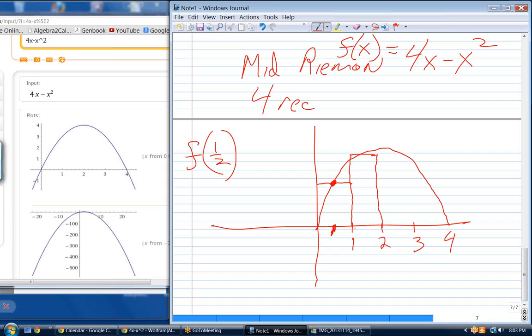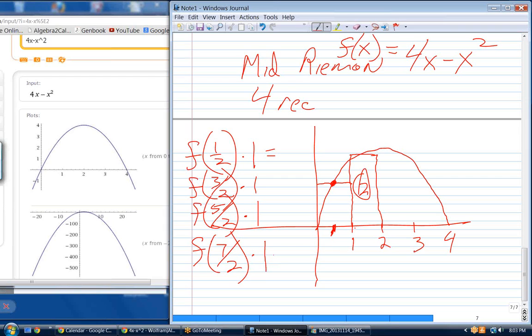What's the height of the second rectangle? So there's the area of the first rectangle. Height of the second, it's going to be 3 halves, times 1. The height of the third rectangle, and the height of the fourth, 5 halves, and 7 halves. So you just plug all of those into f. f of 1/2 looks like it's going to be 2 minus 1/4. So that's 1 3/4.